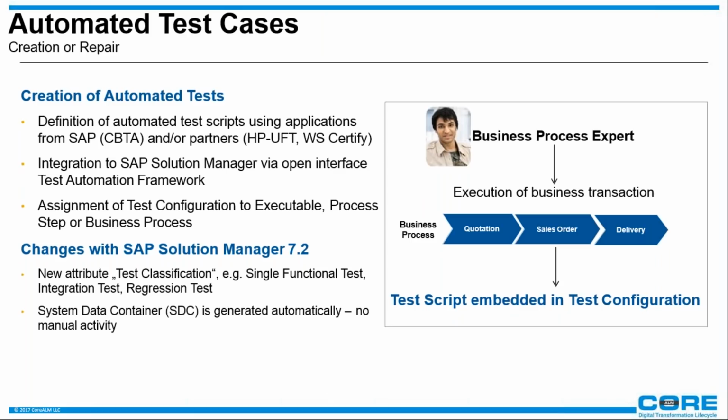So going through the process again: automated test case creation or repair. This has been available in 7.1. In 7.2, there are new attributes for test classification, like regression test and integration test, and in 7.2 support pack 5, you can assign multiple classifications to a test case. So in a test configuration, you build, for example, a business transaction: a quote, a sales order, and a delivery.